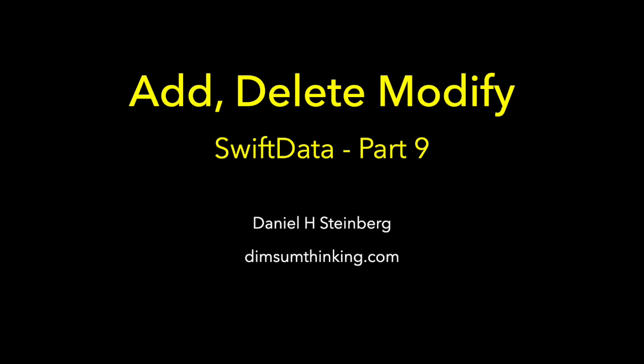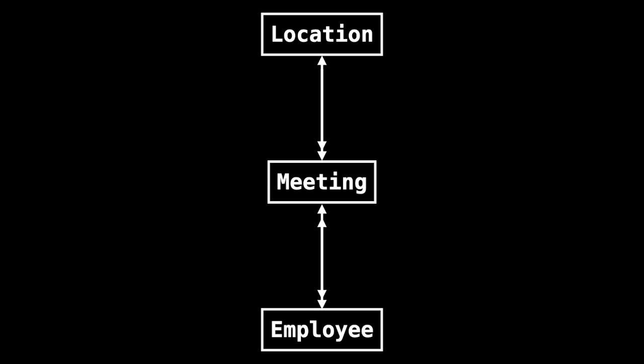Welcome to the final episode of our SwiftData exploration, Add, Delete, Modify. We've been working with a SwiftData model that looks something like this. We have a meeting that takes place in a location, but every location might have one or more meetings. Every meeting might have one or more employees, and every employee might have one or more meetings.